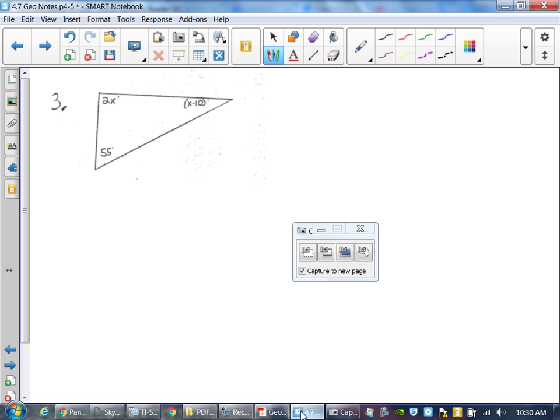How many degrees are inside of a triangle? 180. So in this case here again, you just add them up. 2x, x minus 10, and a 55. You set it equal to 180.